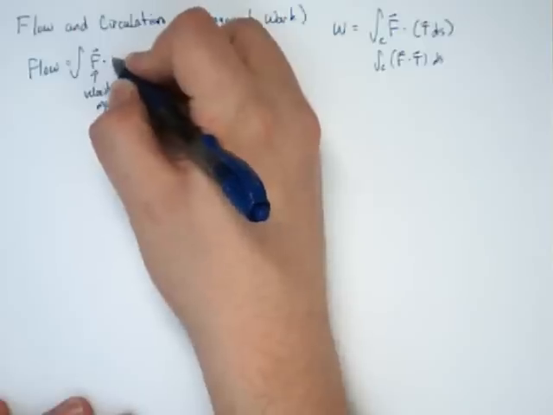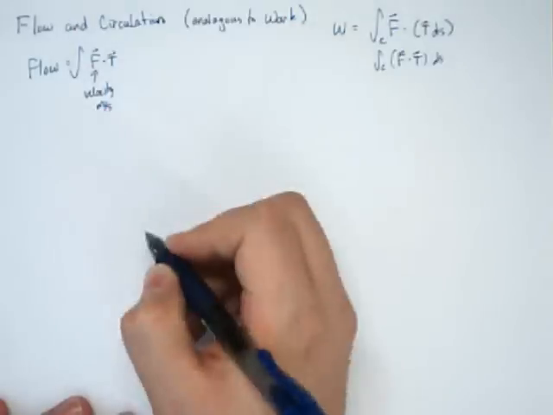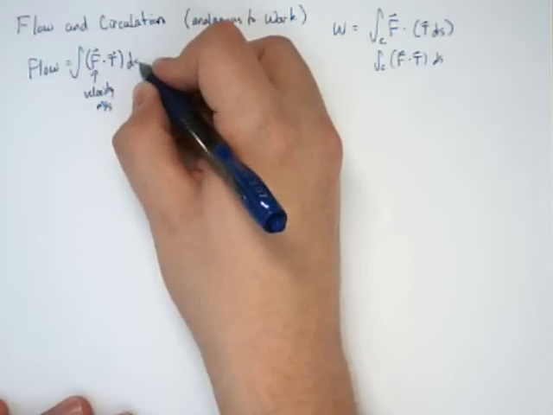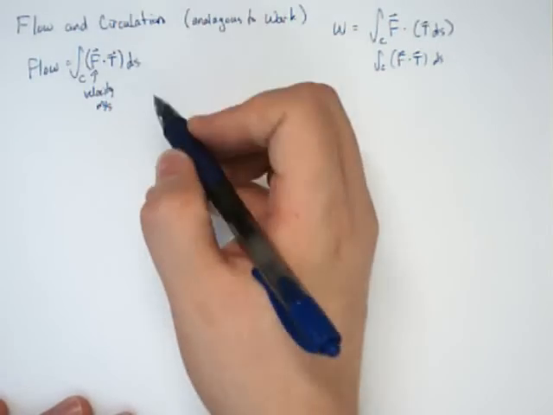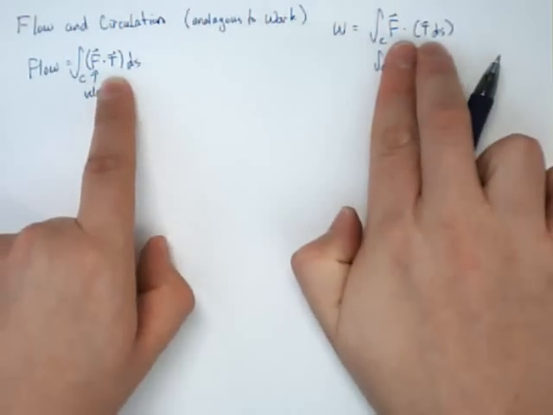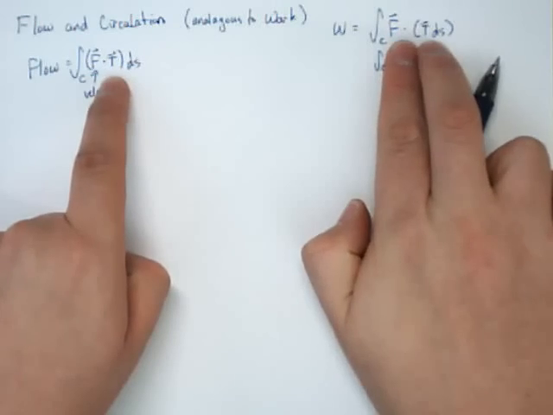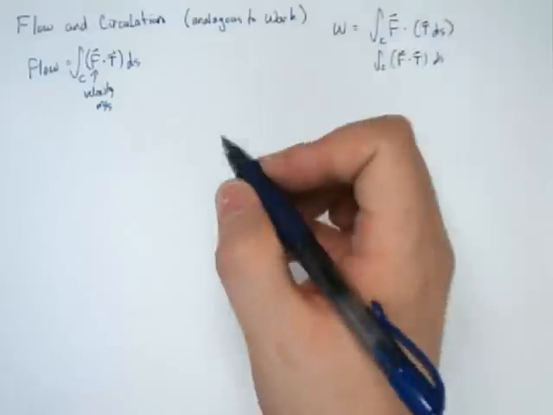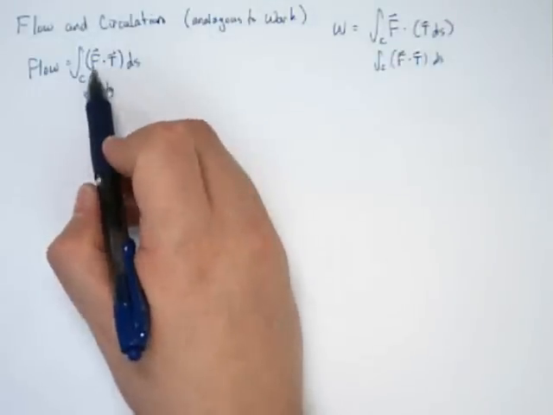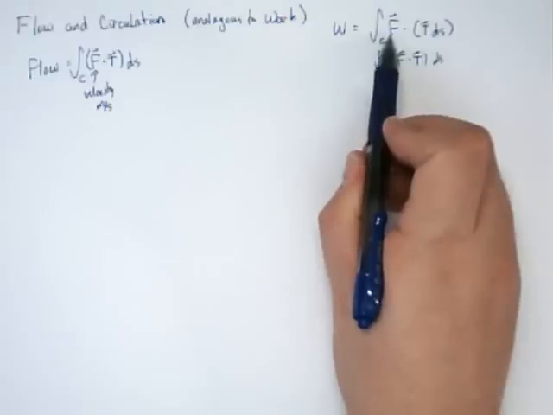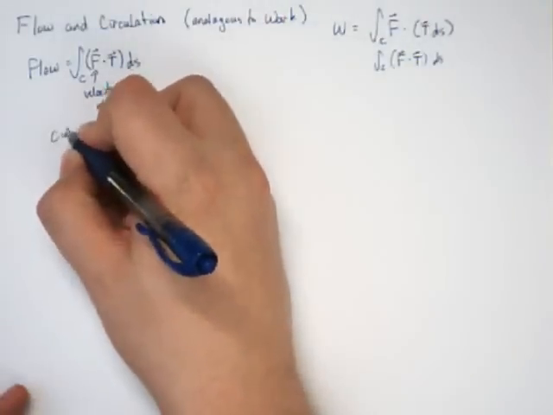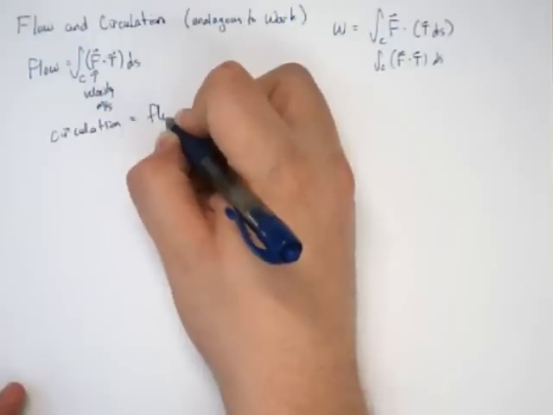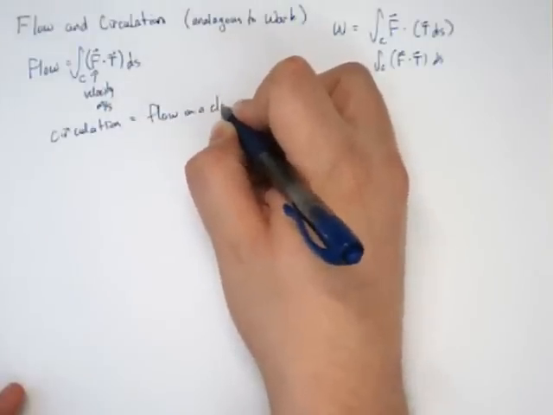And I want to know how much of that is moving in the direction of a curve. So I'll dot it with T to find that amount, and then I want to add that up along the entire curve. This quantity, which is essentially the same as work, is just a matter of where you put the parentheses. Flow, you can think of it as basically work, but it's a velocity rather than some kind of Newton. Well, circulation is equal to flow on a closed curve.